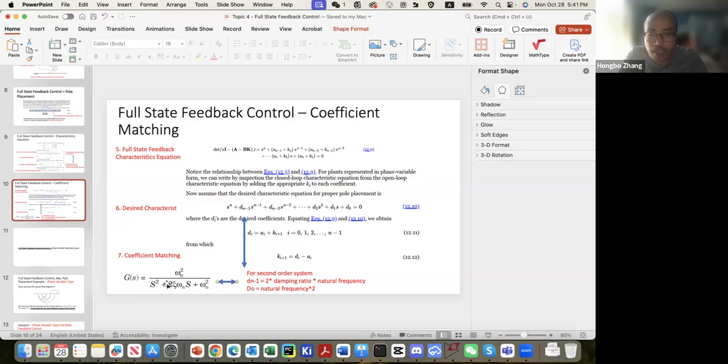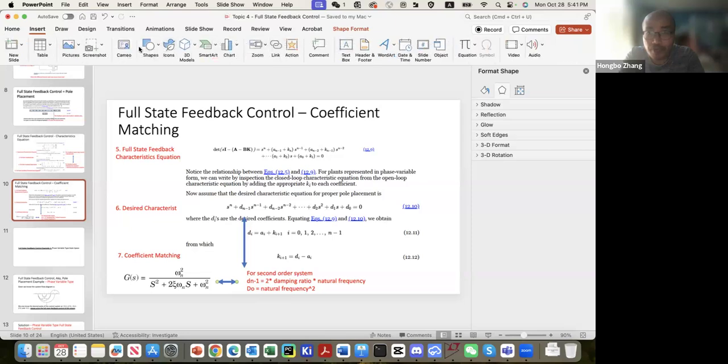This denominator is just the characteristic equation, okay? Just like here. Let me highlight over here, okay?